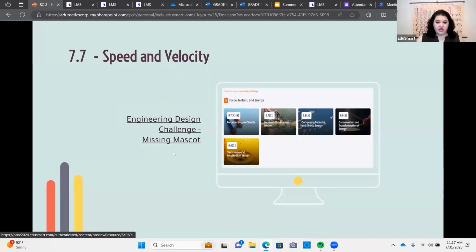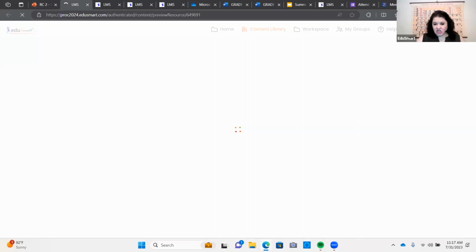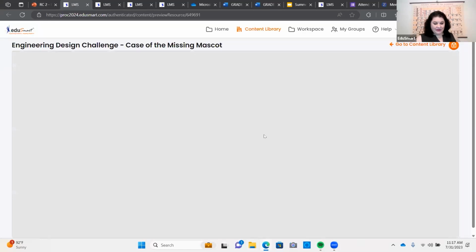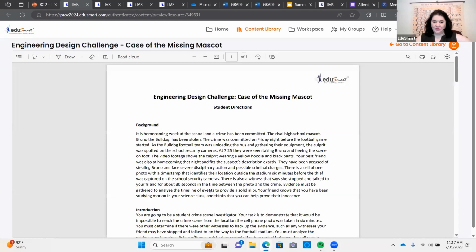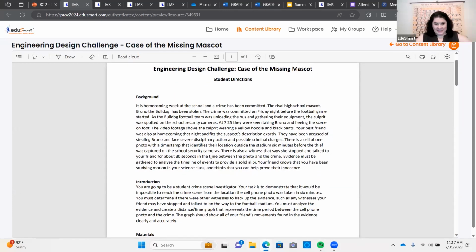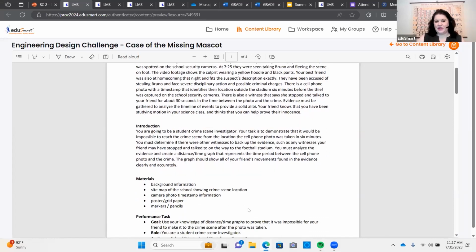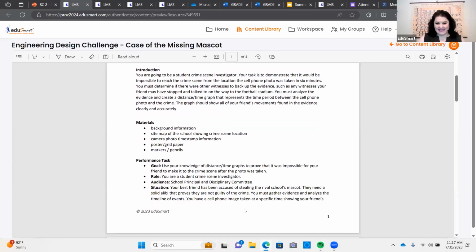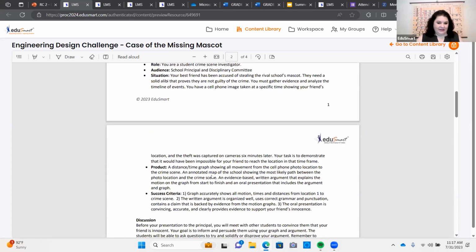The last one I want to show is this little engineering design challenge. So speed and velocity, it can be really fun. In this particular one, our rival high school's mascot has been stolen the night before the football game, and we're trying to save our friend who was accused of stealing it. So we have to calculate whether or not our friend could have run that far and covered the correct amount of distance. So really putting them into a context that the students would super relate to. They would be so engaged in that because their friend has been accused.